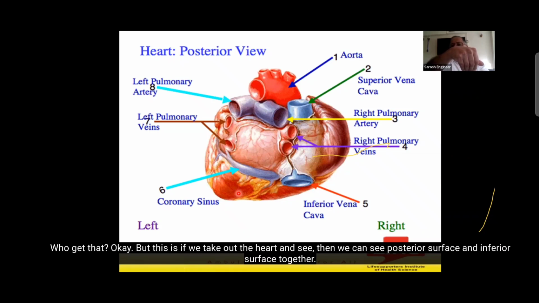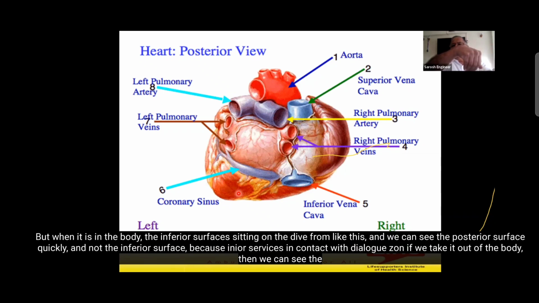But this is if we take out the heart and see, then we can see the posterior surface and inferior surface together. But when it is in the body, the inferior surface is sitting on the diaphragm like this, and we can see the posterior surface only and not the inferior surface, because the inferior surface is in contact with the diaphragm. It's only if we take it out of the body that we can see the 2 surfaces in one view.